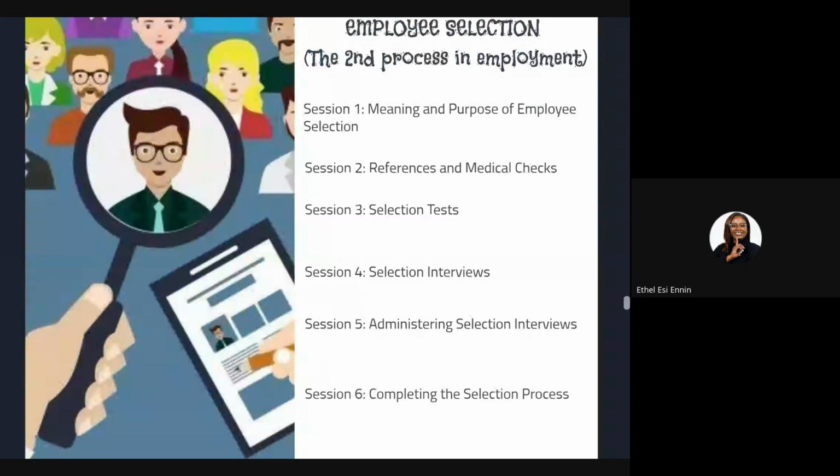So from the little that David has read, why careful selection is important, I think 3 reasons have been raised. And can we all mention them? Can we come up with the 3 reasons?